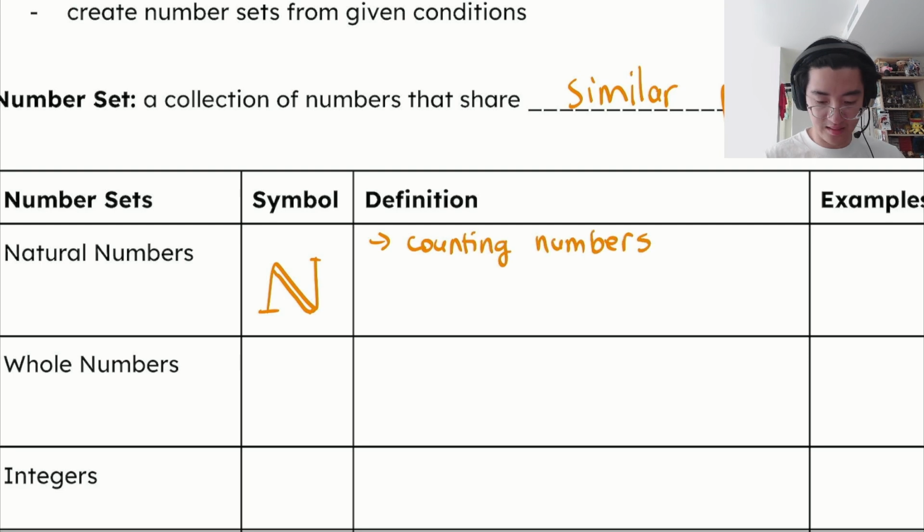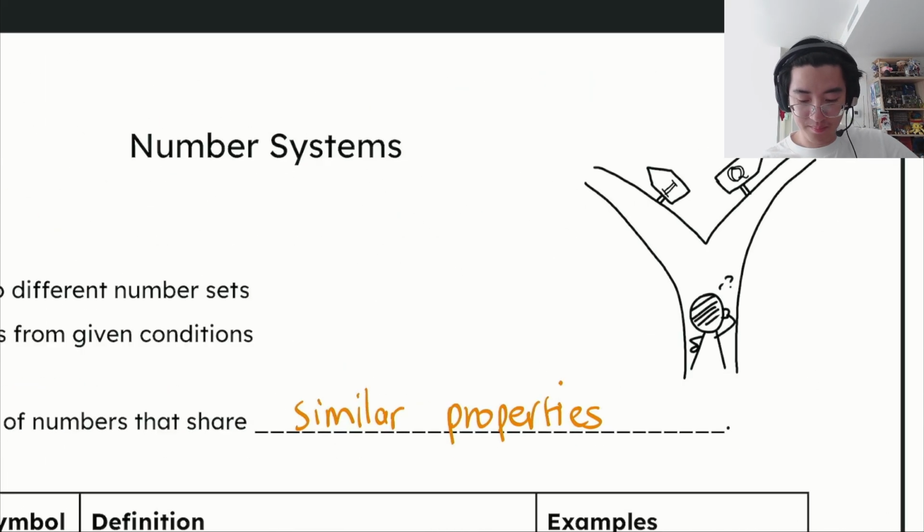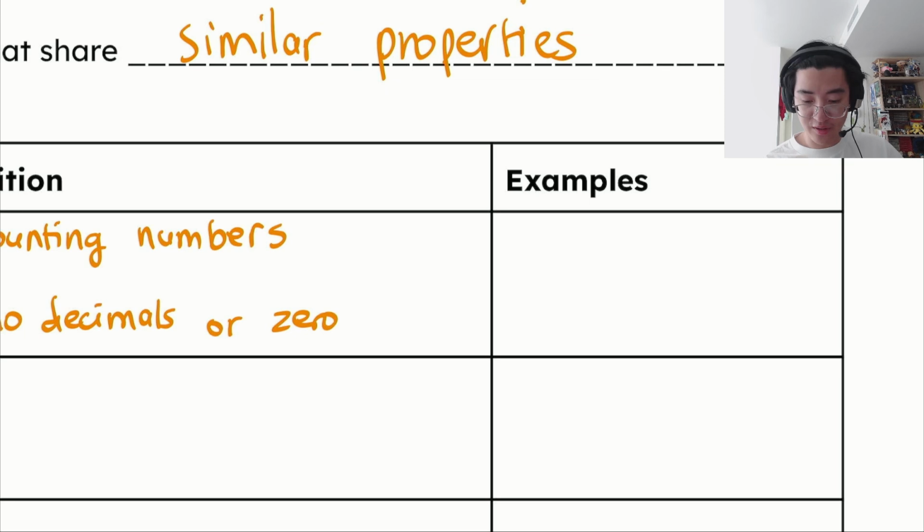Which means that it doesn't include decimals or zero. So what does that mean? It literally just means the numbers we use naturally. If I were to count the students in my class, I'd start with one: 1, 2, 3, 4, 5, 6. If I were to count how many trees there are, I start with 1, 2, 3, 4, 5, 6. I never start with 0, unless I'm a computer. So natural numbers are essentially the numbers we use when we count something.